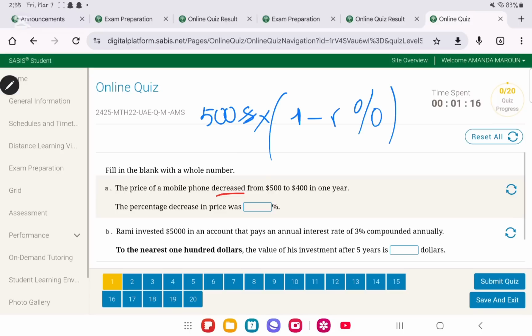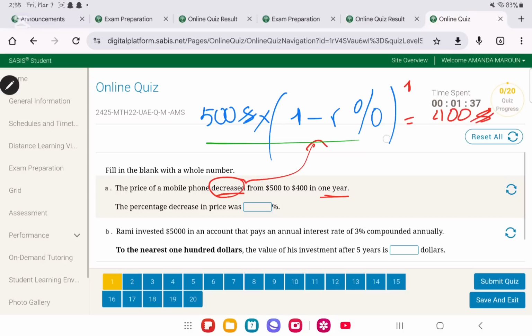So remember, whenever you see decreased, you are gonna put minus. Whenever you see increased, you are gonna put plus. So $500 times 1 minus R%, it is in 1 year, so it's to the power of 1. It is equal to $400.